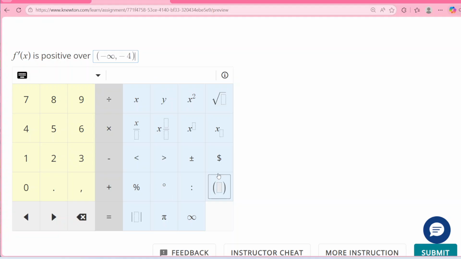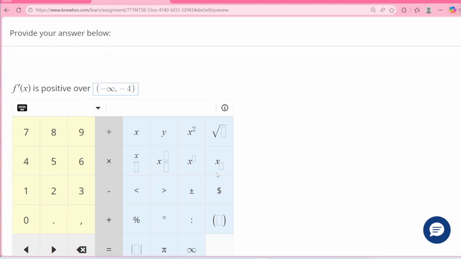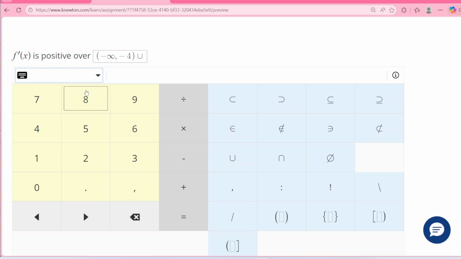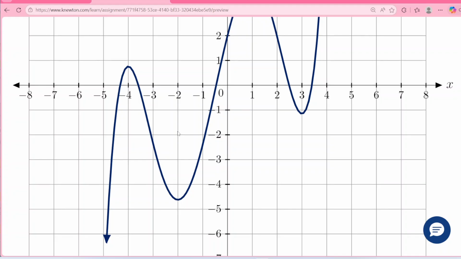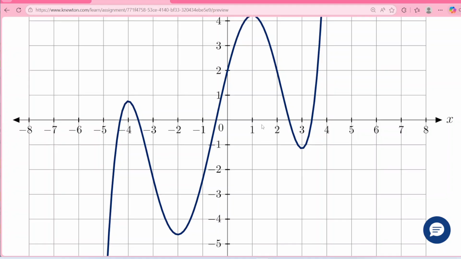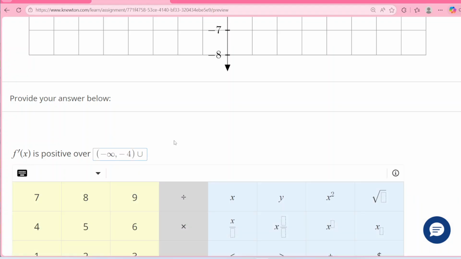All right, then I don't know if you separate them with commas. I'll do the union symbol. They said put in interval notation. So go to sets here, union symbol, because there are other intervals where the function's increasing. From x equals -4 to x equals -2, the graph is going down, so the derivative would be negative there. Then it looks like from x equals -2 to x equals 1, the function's increasing. So the interval from -2 to 1 will be the next one I put.